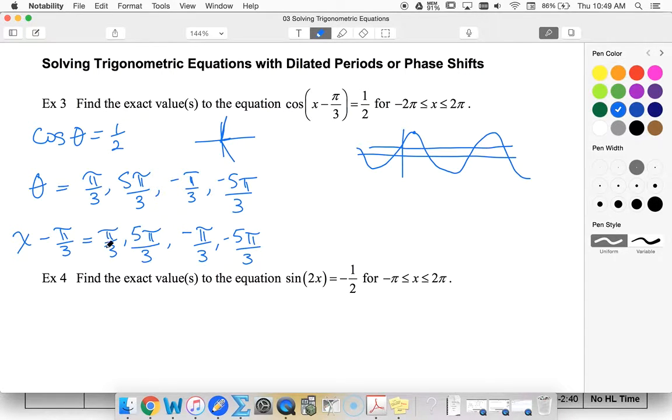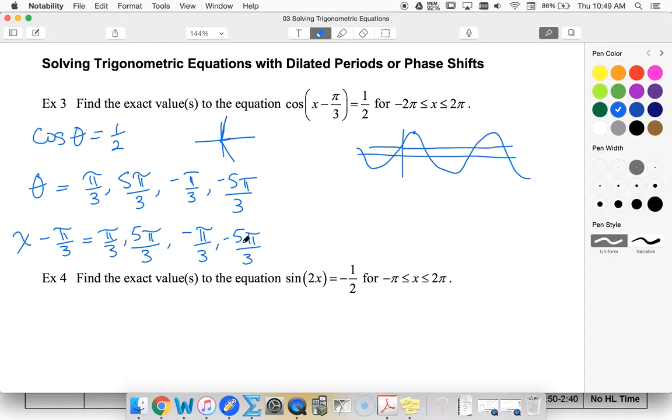So notice pi over 3 minus 2 pi is negative 5 pi over 3, and 5 pi over 3 minus 2 pi is negative pi over 3. So solving this equation, I'm going to add pi over 3. So I'll get x is equal to 2 pi over 3, 6 pi over 3, that's, of course, going to be 2 pi. Negative pi over 3 plus pi over 3 is 0. 5 pi over 3 plus pi over 3 is 2 pi, and negative 5 pi over 3 plus pi over 3 is negative 4 pi over 3.